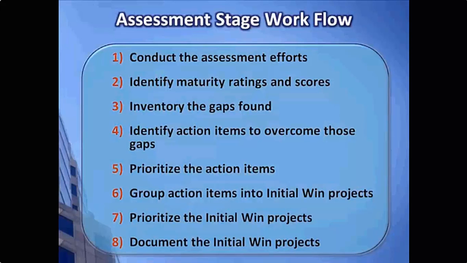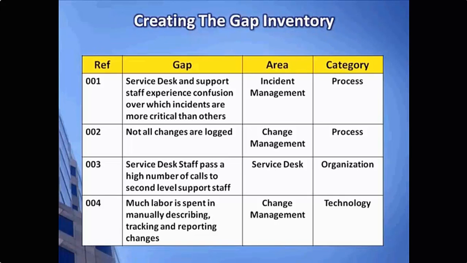We will now take each of these findings and gaps and translate them into action items. In other words, for each gap found, what needs to be done to overcome the gap? Following this, we'll create action items that are prioritized and grouped into one or more initial win projects. So let's get started on our translation effort.